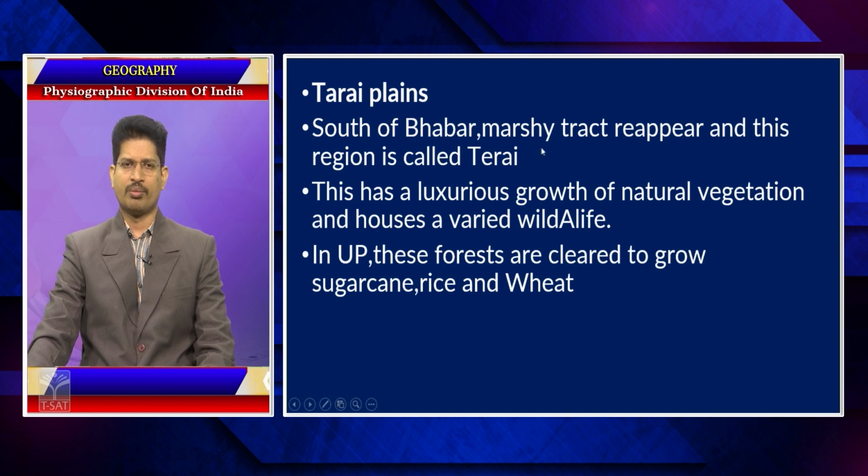South of Babbar, the marshy tract reappears and this region is called Terai. Always remember that Terai is to the south of Babbar. This has a luxurious growth of natural vegetation and houses varied wildlife. In UP, these forests are cleared to grow sugarcane, rice and wheat. So, Terai is feasible for cultivation, whereas Babbar is not.